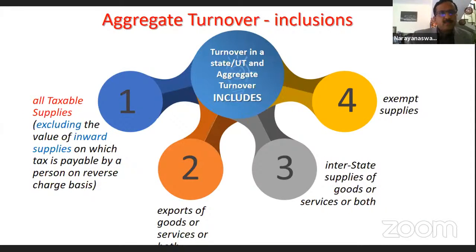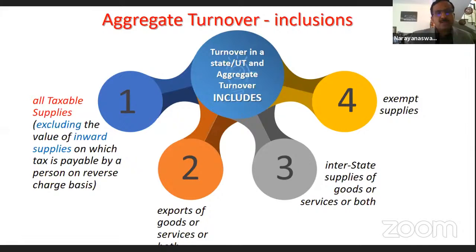What is aggregate turnover? Aggregate turnover is an amount we arrive at by taking the PAN as the basis. Throughout India, under that PAN, whatever the turnover is, it is clubbed, not only in the state. What are the components? Components are all taxable supplies and value of all the export of goods and services, exempted supplies, and even interstate supplies of goods and services.